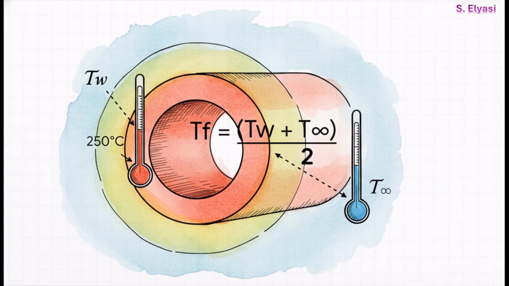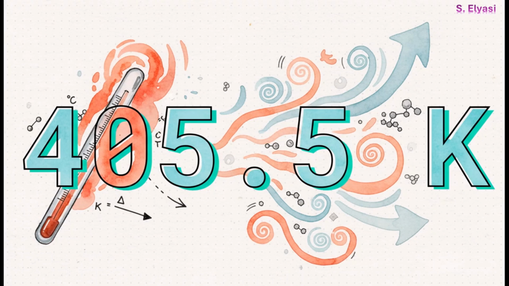First up, the film temperature. So you might be wondering, why do we even need this? Well, the properties of air, like its viscosity and how well it conducts heat, they all change with temperature. So we need to figure out those properties at a temperature that's representative of that thin film of air right next to the pipe. The easiest way to do that is to just take the average of the pipe's wall temperature and the temperature of the air far away. And a quick calculation gets us 132.5 degrees Celsius.